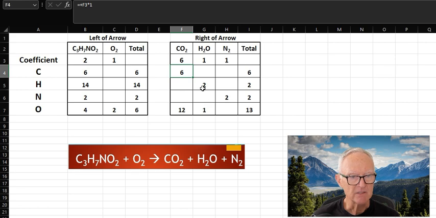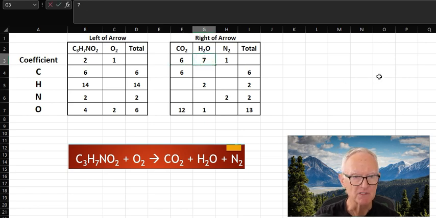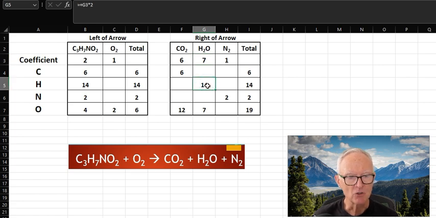Let's look at hydrogens. So hydrogens, we got 14 on the left and 2 on the right. Well, to fix that, we could bump H2O up to 7, coefficient to 7. So see my change right there. I changed the coefficient to 7. It makes the total hydrogens 14, and now they're balanced on both sides. So hydrogens agree, carbons agree, and nitrogens agree, so that's all good. Oxygens, however, are way off.